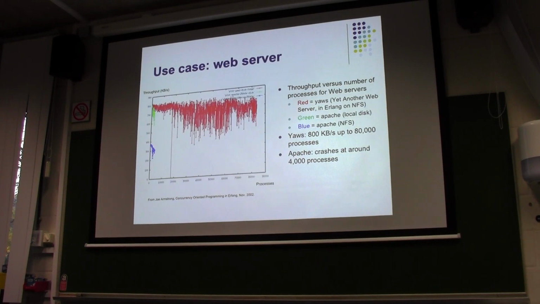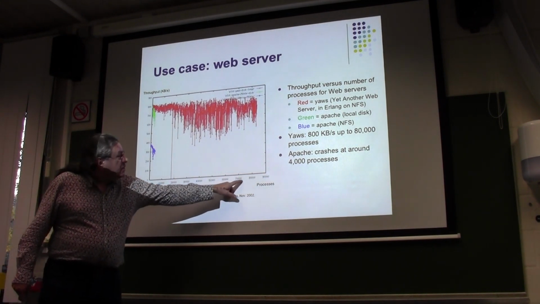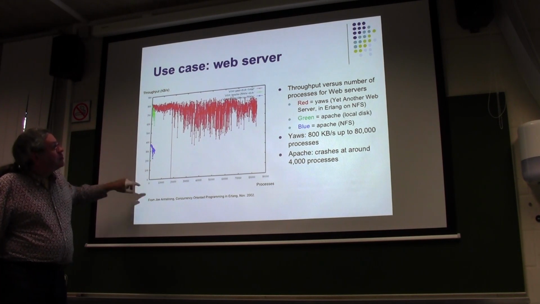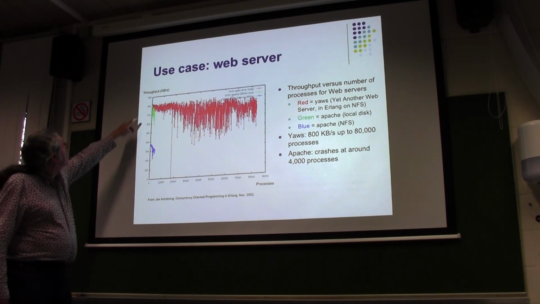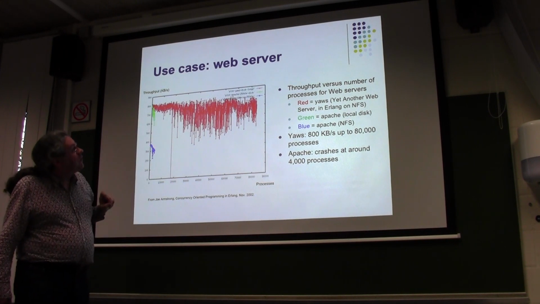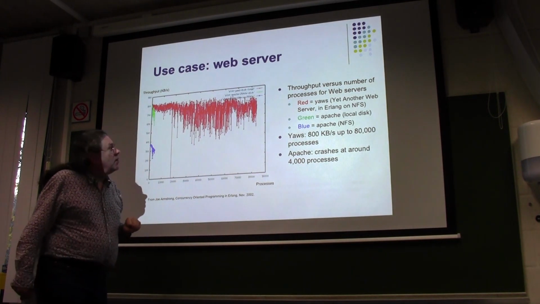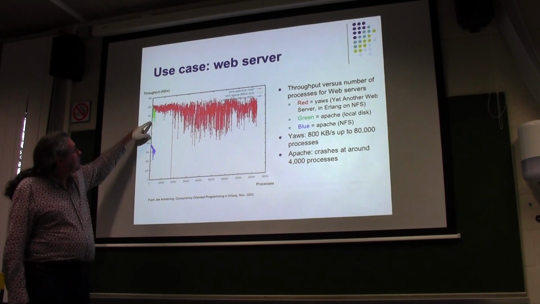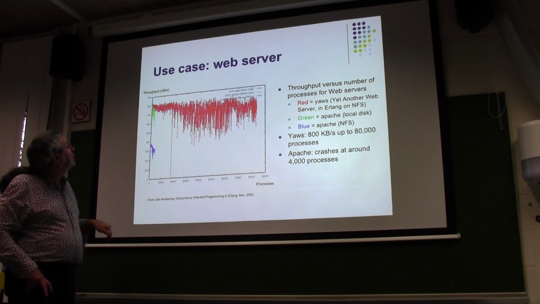Okay? Here's a web server. Here, the number of processes goes up to 90,000. And here's the throughput. So again, this was measured by Joe Armstrong in 2002. You can see the throughput, in kilobytes per second. So the red is Erlang. It's a system called YAWS, yet another web server, running on Erlang on NFS. Green is Apache on a local disk, and blue is Apache on NFS. So NFS is a network file system.